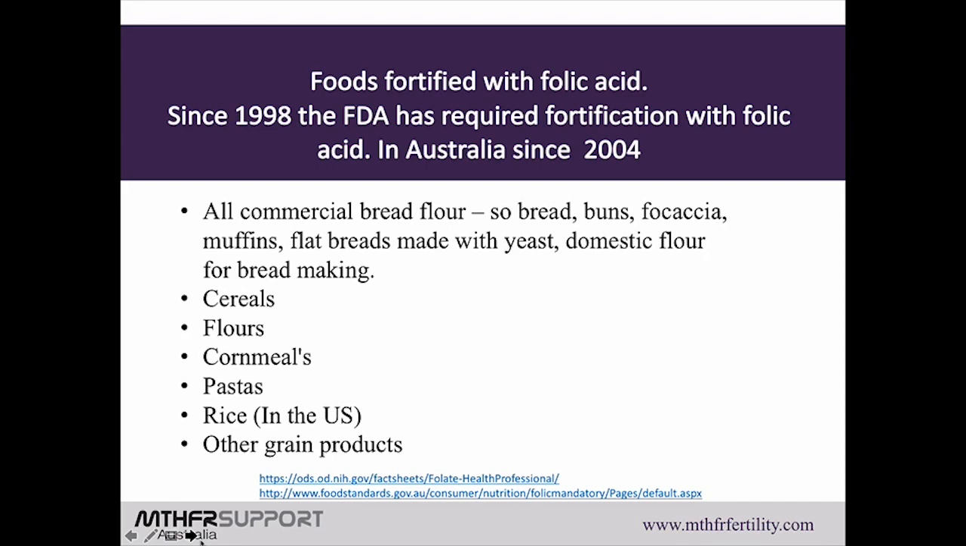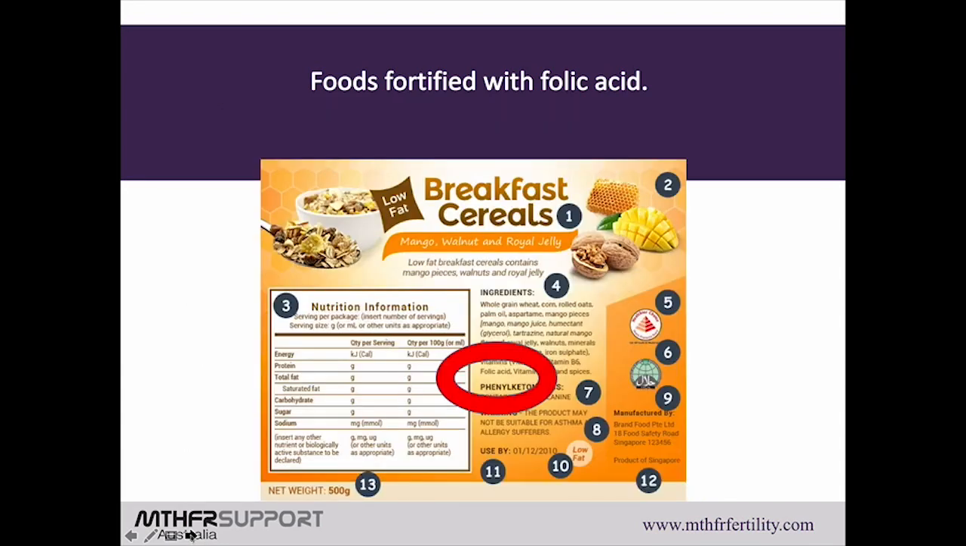So the things that we need to be aware of and get out of our diet completely is anything made from a commercial bread flour. So breads, buns, focaccia, muffins, flatbreads, the domestic flour that you buy for bread making. Cereals. Most of the cereals on the supermarket shelves are fortified with folate, and in this case, folic acid. Flours. In the US, cornmeal, pasta, rice, and other grain products. Essentially, if it has the word folate or folic acid, you need to avoid it.